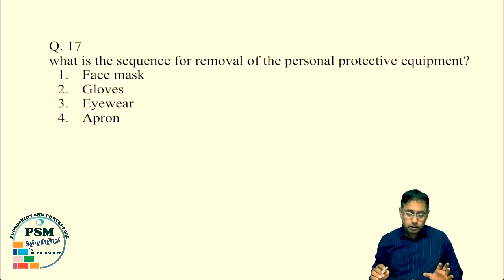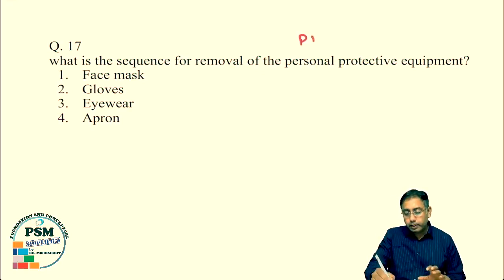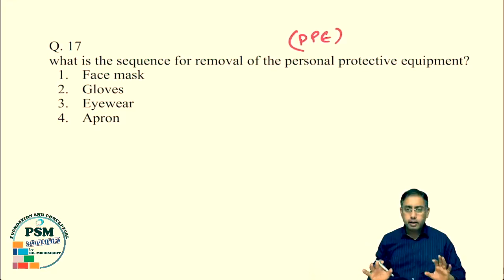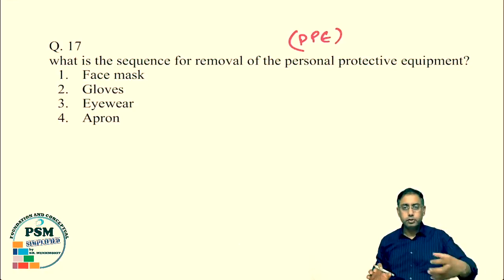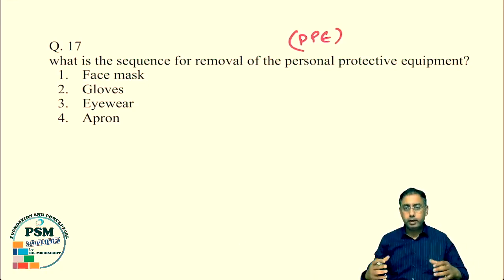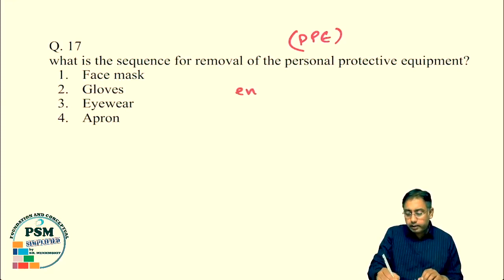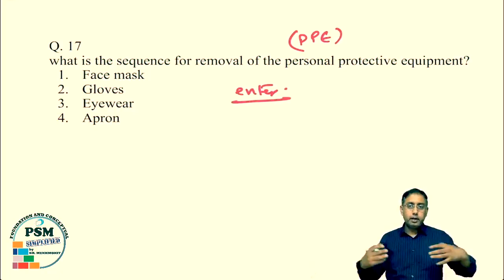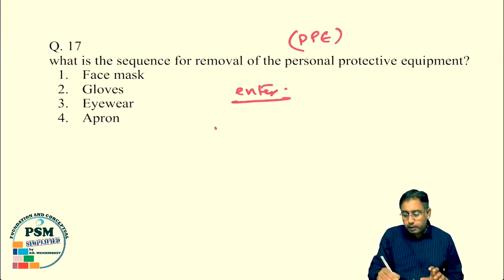So we come to the next MCQ, question 17. What is the sequence for removal of the personal protective equipment? So whenever there are WHO criteria and there are CDC Atlanta criteria. The criteria are that whenever you enter an isolation area, or an area where the universal precautions guidelines or protocol are to be followed, there is a sequence in which we do it. So on entering, the first thing that has to be done is wearing an apron. So the apron has to be worn first, apron or a gown.